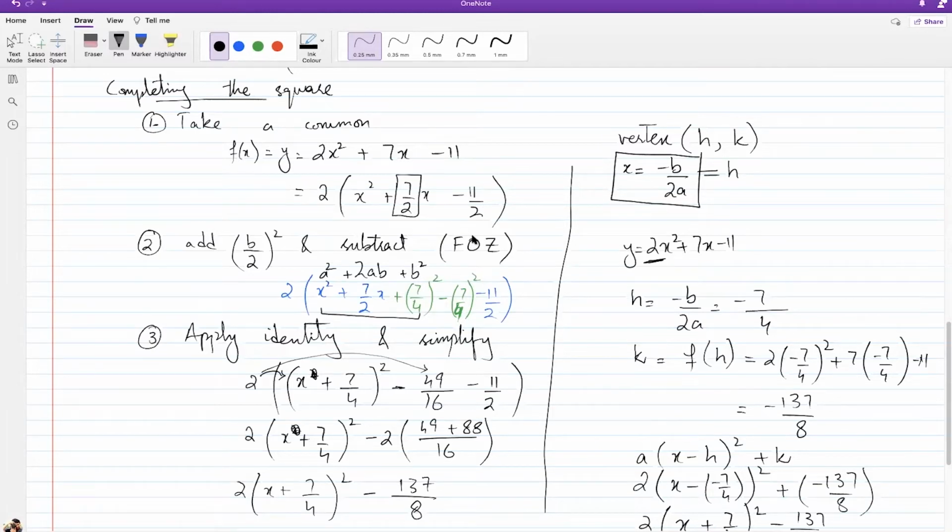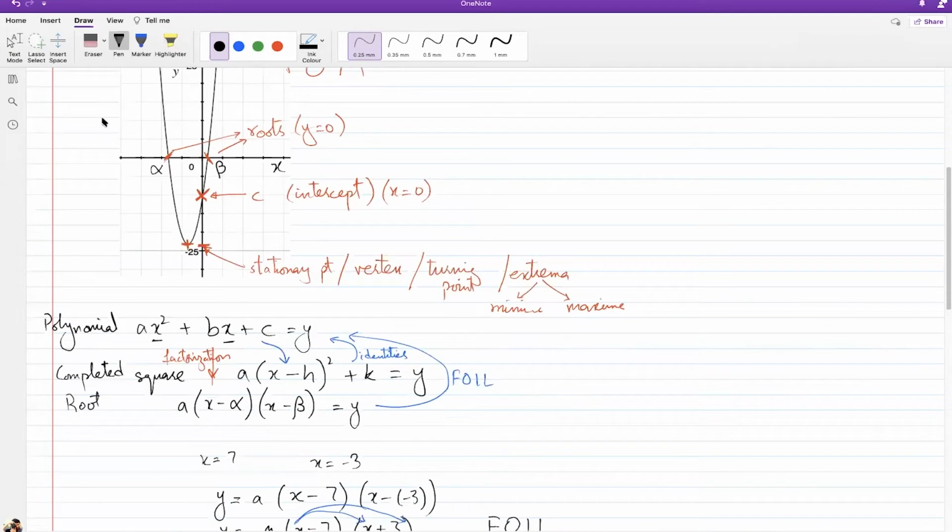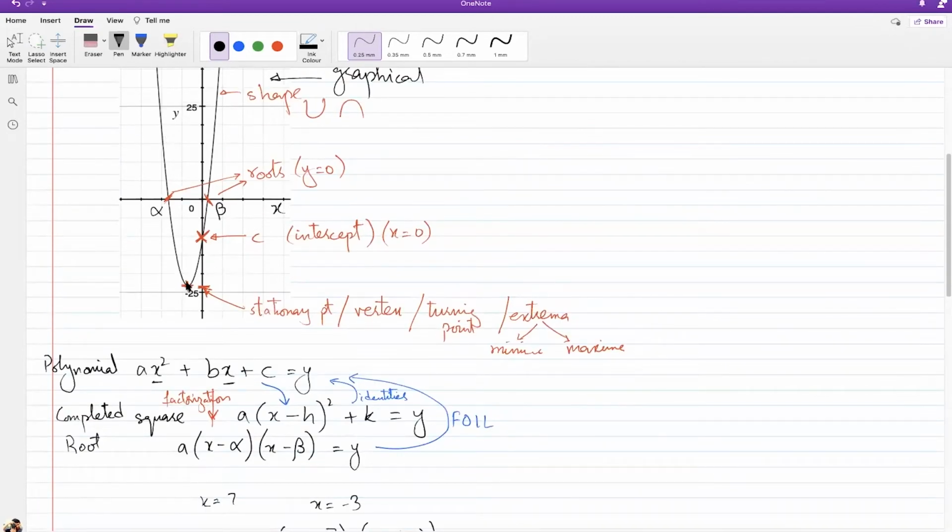I'm a bit confused. Okay, let's look at the graph then. This turning point, this one, the x value is h and the y value is k. And h is always minus b over 2a. And y at that point, when the value of x is minus b over 2a, when the value of x is h, the value of y there we can call f of h, which basically means just plug in, in place of x, whatever value of h you have, and that will give you the turning point, which we call the vertex, which we call the stationary point.